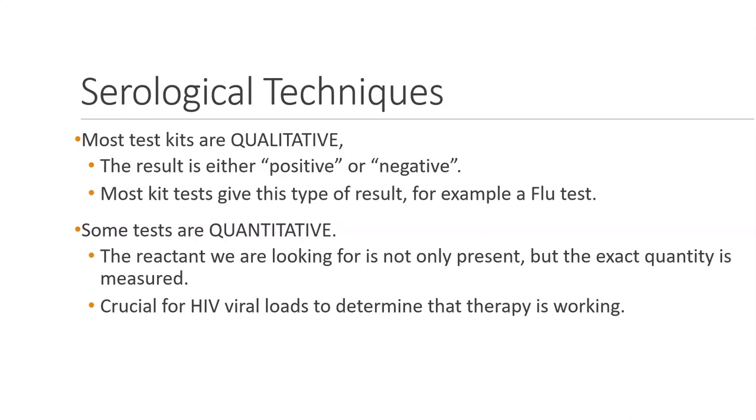For example, this is crucial for HIV viral loads to determine that therapy is working. So a patient is diagnosed with HIV, they do a viral load, and it's very, very high. So they put the patient on therapy, and there are many different therapies available, and the patient is then tested a certain time period after the therapy starts. If the therapy is working, the viral load will decrease. If it's not working, it will remain the same or go higher. So this is used to modify the treatment of the patient.